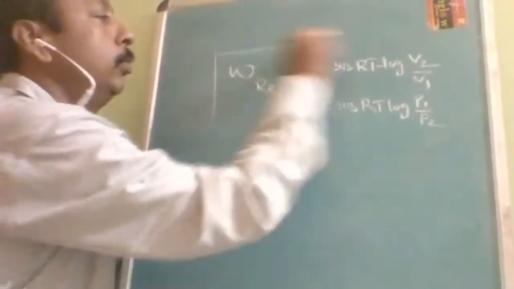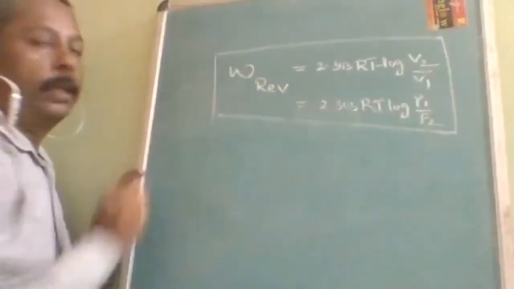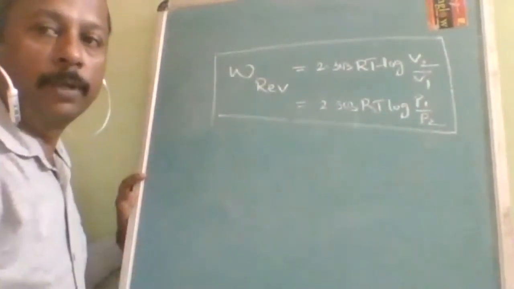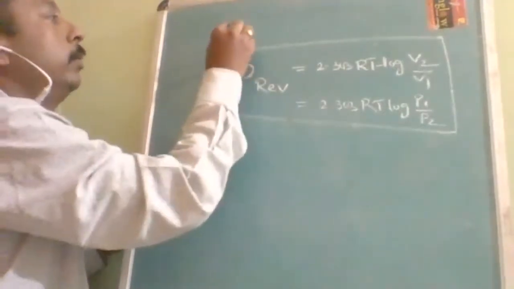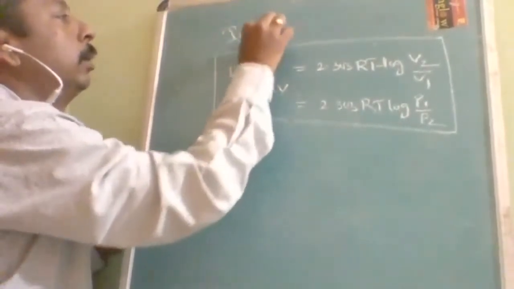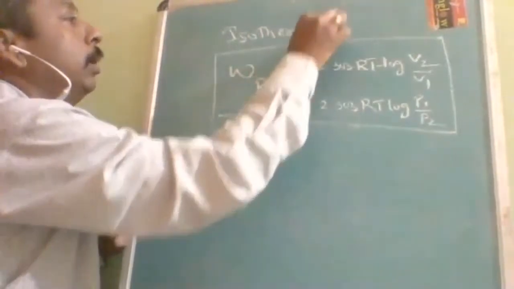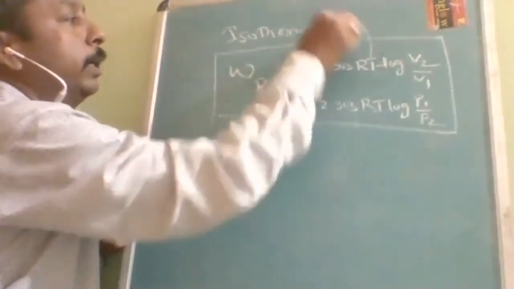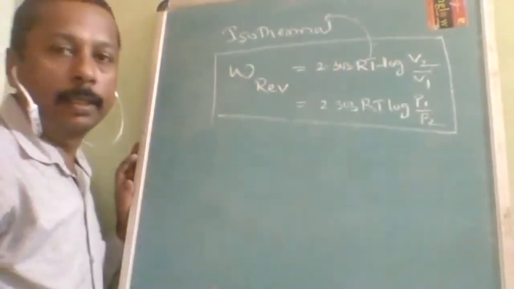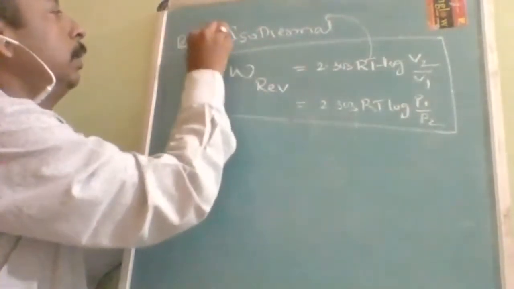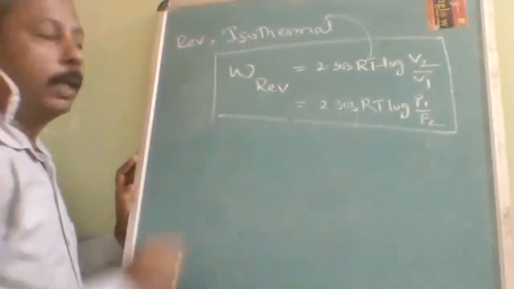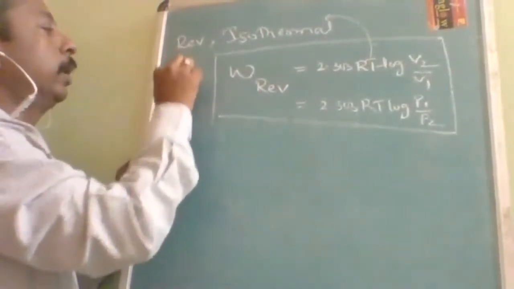So this is to be used when there are conditions. What are the words that should be mentioned? The process should be isothermal, because here only one temperature is taken. And reversible. And another word that should be used: ideal gas.